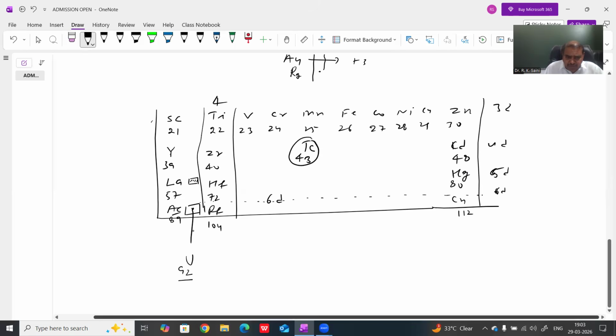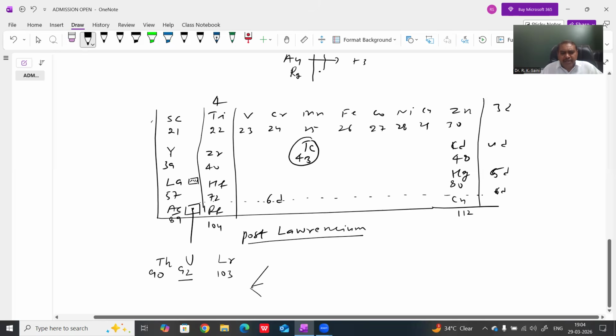The elements after actinium, or we can say after actinoids, are also known as post-lawrencium elements, because these elements are present after lawrencium. In the actinoid series, the first element is thorium and the last element is lawrencium, 103. Therefore, these elements are also known as post-lawrencium elements.